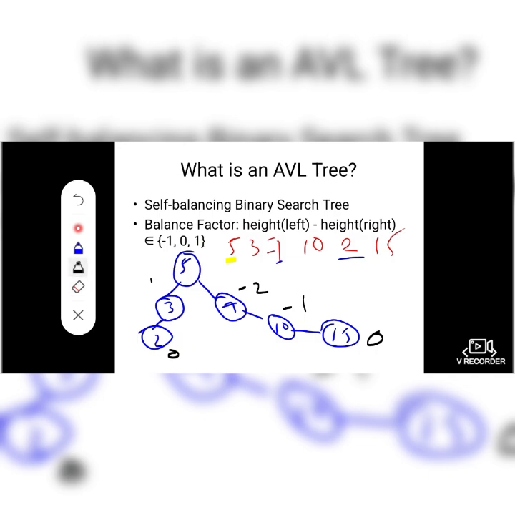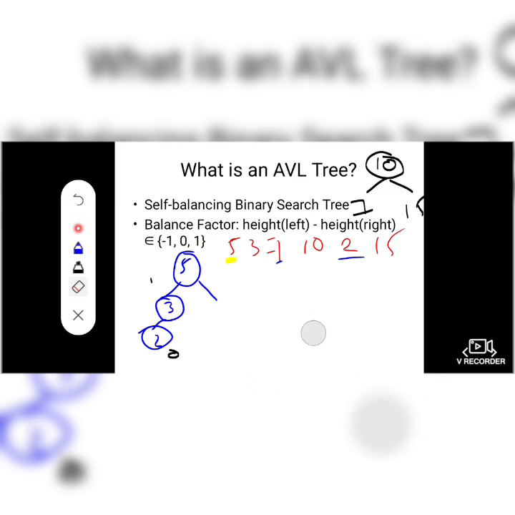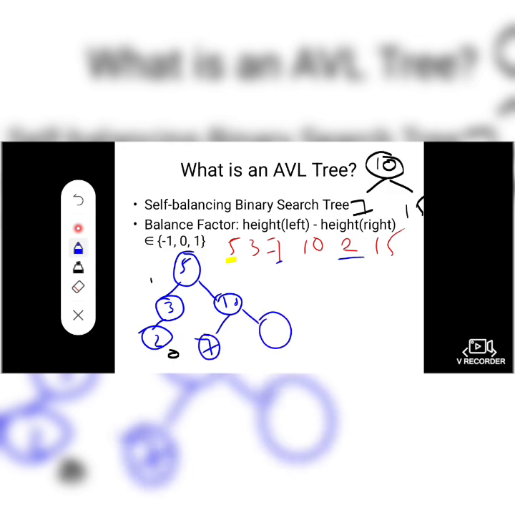How we do it: we keep 10 in the middle, and we write 7 on the left and 15 on the right. We just move this one to the left, so it is called a left rotation. So here 10, here 7, here 15.